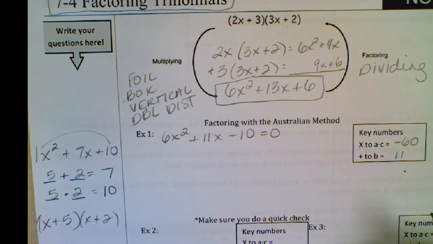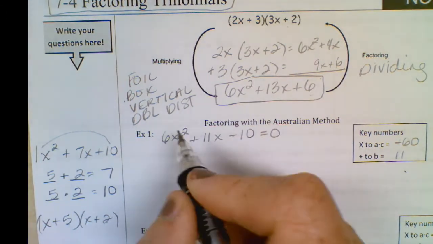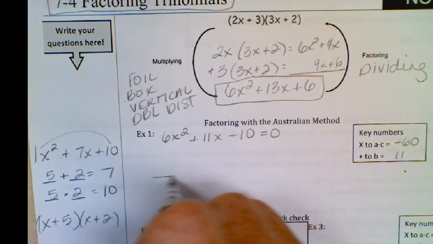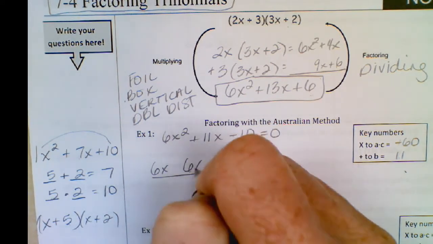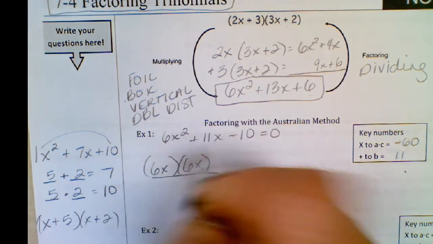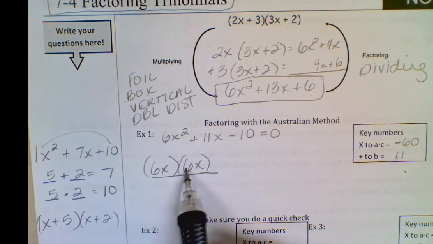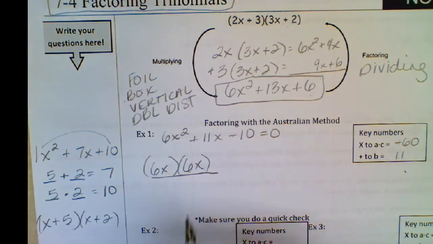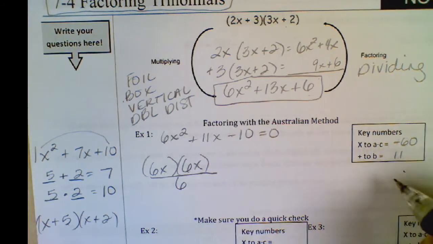What you're going to do with the Australian method is make a fraction out of all of that. You're going to start with 6x and 6x. That's your A value and your variable, which is x in this case. And then your A value is also going to go downstairs. Once you figure out these two numbers, there's a couple methods that you can do that.